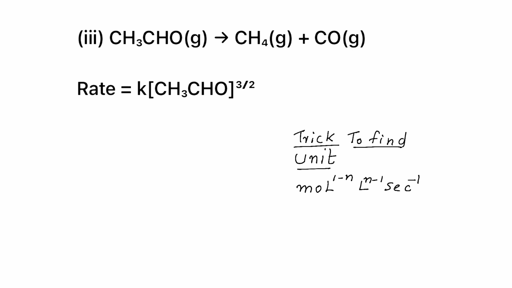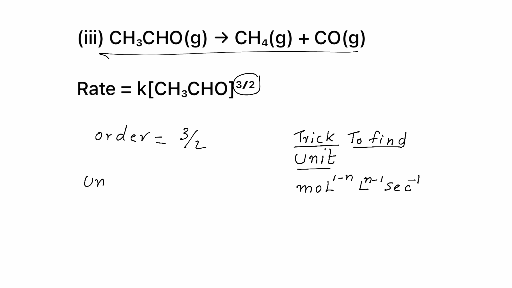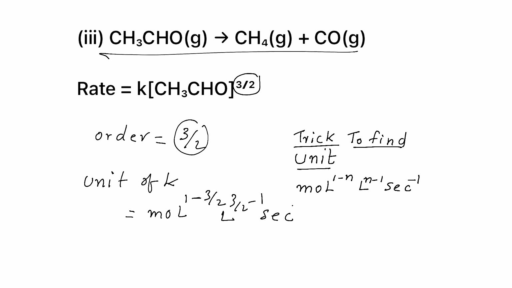Okay, for third question you can see the equation. Now rate law you can see. Now what is the order? It is very clear, right? Order is what? Check the power of the concentration term. It is 3 by 2. Now what is the unit of K? We have a trick, right? Okay, so use it. Mole 1 minus, what is N here? 3 by 2. Liter 3 by 2 minus 1. Second raised to minus 1.